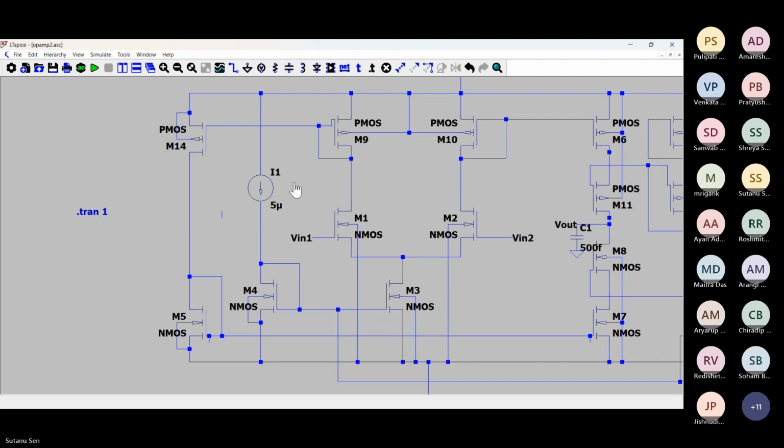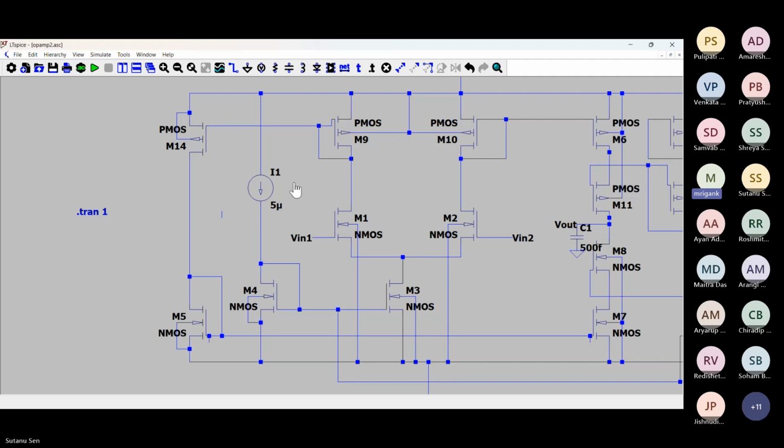Nobody understood. Let me try to draw and explain. Anybody understood what I said? Nobody understood. Anyway, I will try to draw and explain.